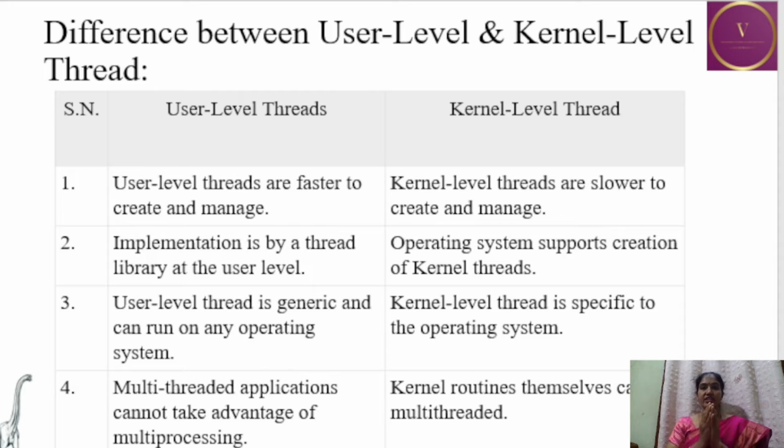So when you write a Java program using Java threads, it can be run on any operating system, whereas a kernel level thread is specific to a particular operating system. A multi-threaded application cannot take advantage of multi-processing with user level threads, whereas kernel routines themselves can be multi-threaded. So these are the main differences between user level threads and kernel level threads.